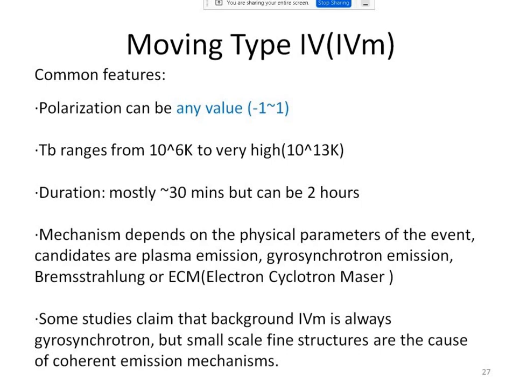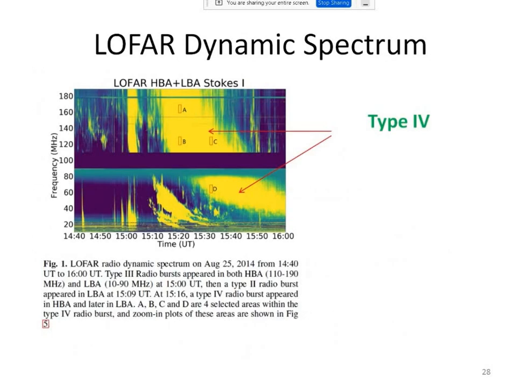The candidates for the radiation mechanism are plasma emission, gyrosynchrotron emission, Bremsstrahlung, or ECM emission, which is electron cyclotron maser. Some studies claim that the background type 4 is always gyrosynchrotron, but small-scale fine structures are possibly generated by coherent emission mechanisms, which means they are higher in brightness temperature.